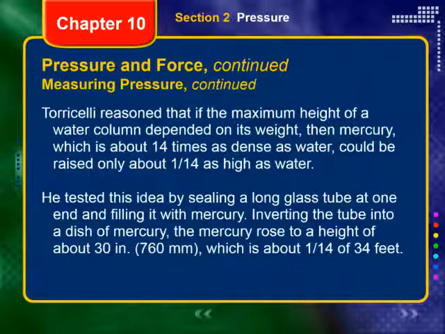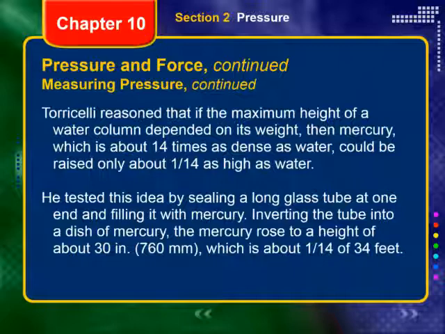So, because of that idea of the liquid rising and falling, Torricelli reasoned that if the maximum height of a water column depended on its weight, then mercury, which is about 14 times as dense as water, could be only raised about 1/14 as high as water.